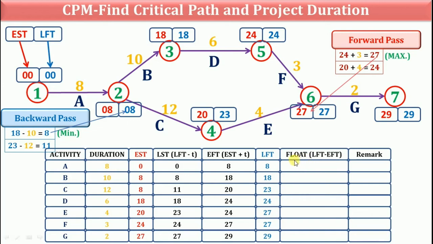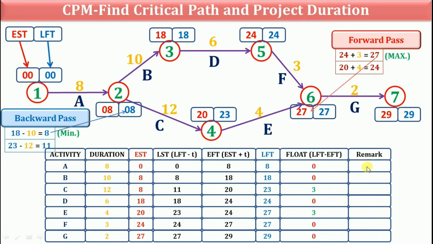Now calculate float by using LFT minus EFT. So for activity A, 8 minus 8, 0. For B, 18 minus 18, 0. For activity C, 23 minus 23. Here 0, 3, 0, 0.